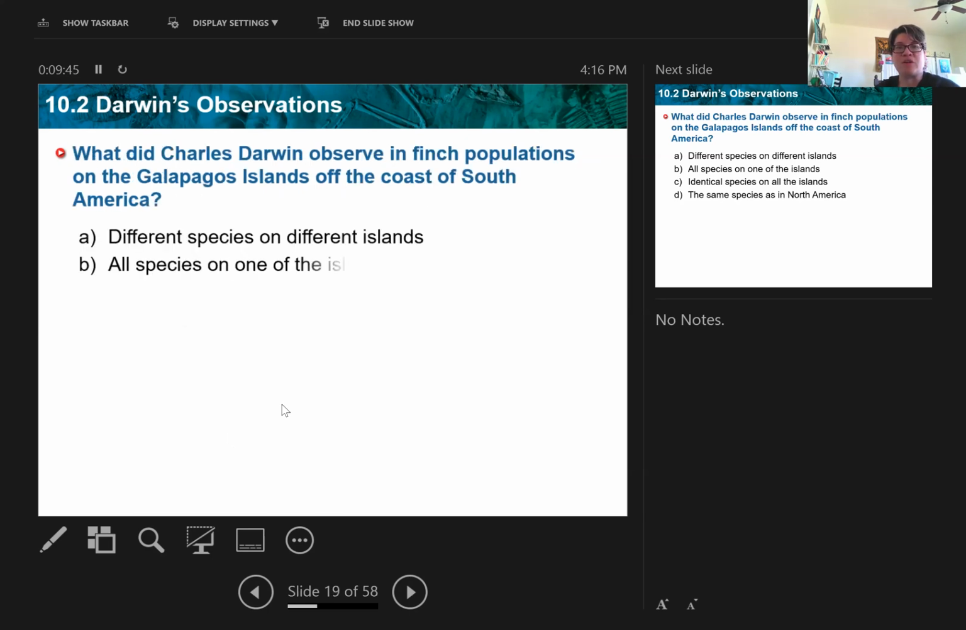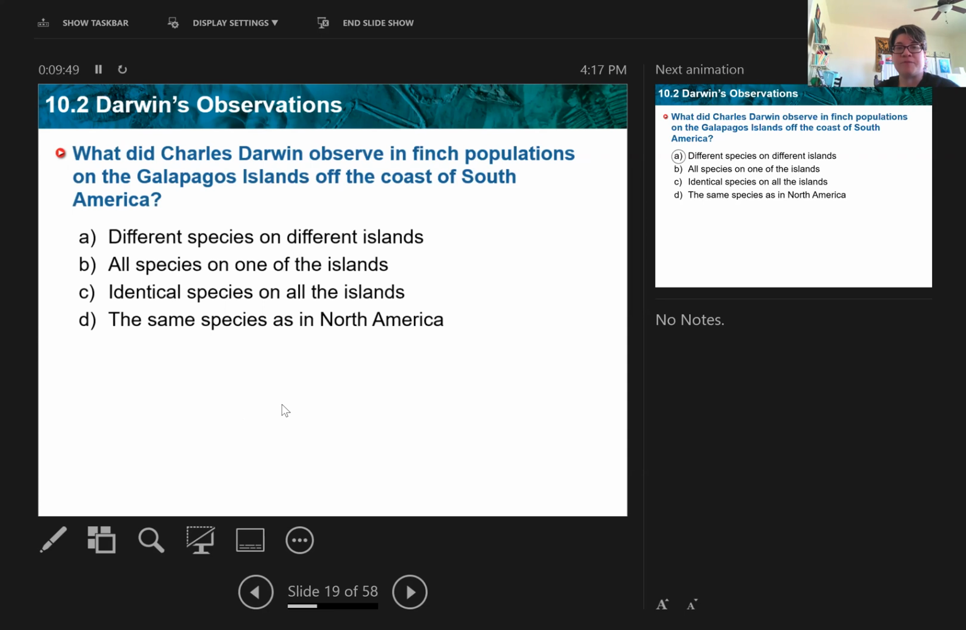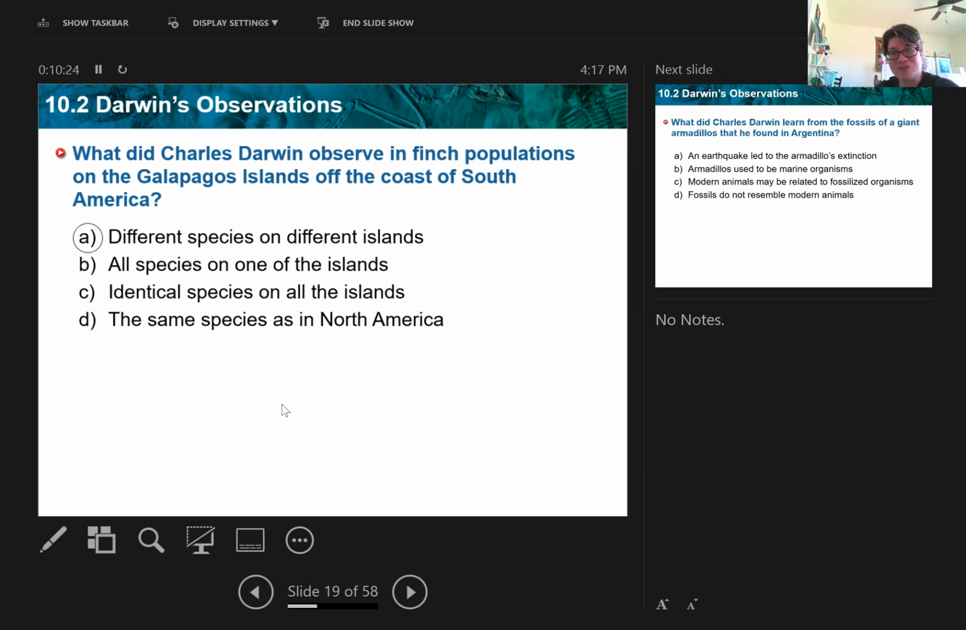What did Charles Darwin observe in finch populations on the Galapagos off the coast of South America? So what did he see on these different islands of the finches? And I didn't talk about the finches on this. I don't have the file I normally use here. But he found that these finches all had different beak sizes. Some of them had really skinny beaks, and they ate little bugs. And then some of them had really big, robust, strong beaks, and they ate nuts that nobody else could crack. And so he saw them on different parts of the islands. So that indicates that these were different species, and maybe they were related to each other.